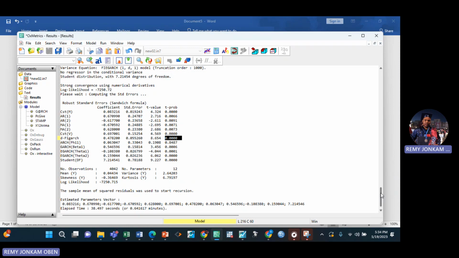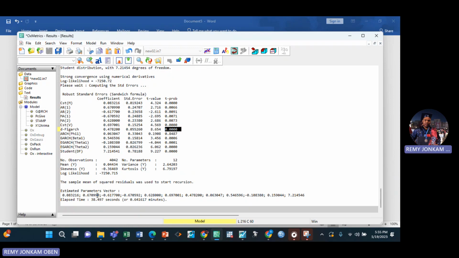So here we have found the leverage effect and we have long memory. You see down here, no constraints.